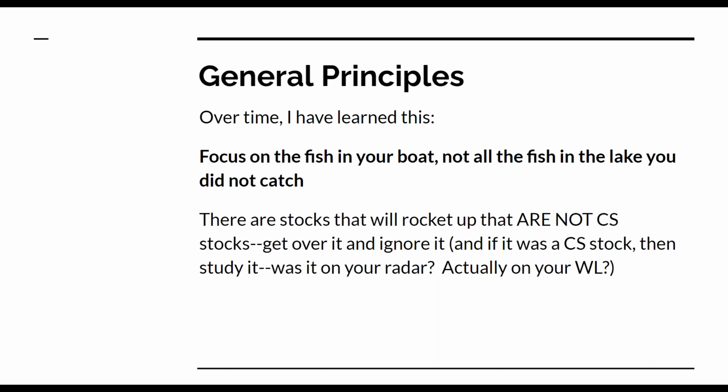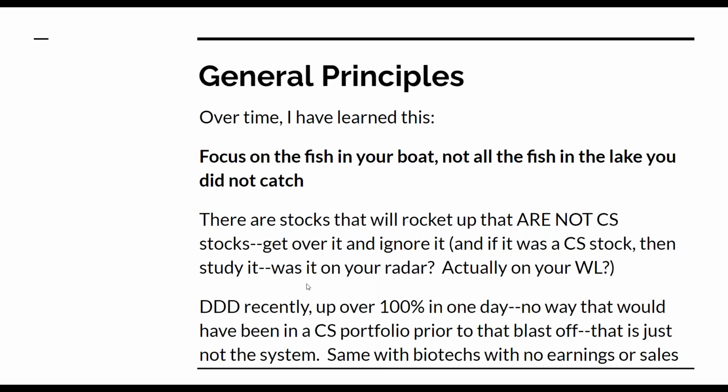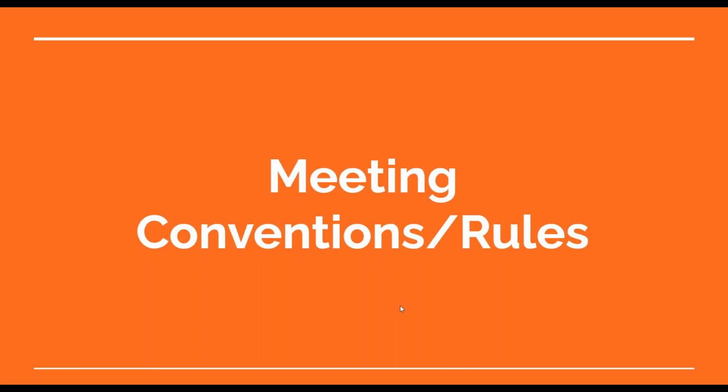There are stocks that'll rocket up that are not Canslim stocks. Get over it, ignore it. And if it was a Canslim stock, then study it. Was it on your radar? Was it actually on your watch list? Did you miss it? Why did you miss it? So study it. And whenever I used this slide the first time, I remember the triple Ds was up like 100% in one day. But there's no way you would have owned that stock before that happened if you were doing Canslim right. Same thing with biotechs with no earnings or sales, right? They're just not going to be in a Canslim portfolio. All right, so that's the Canslimisms.